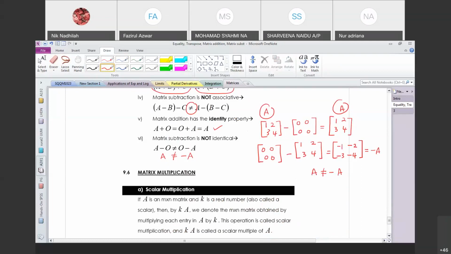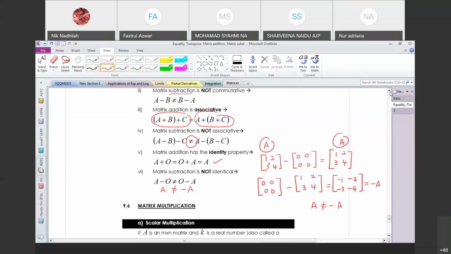Okay, but for addition, no problem for addition. All right. I think I'll stop here for today, and give me some time to do questions on whatever we have learned until now.